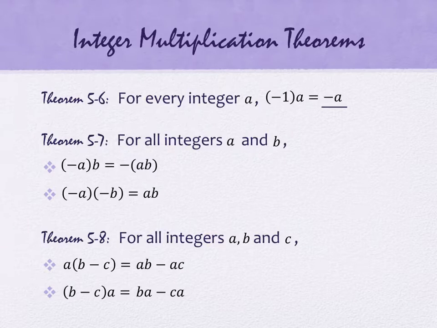For all integers a, b, and c, we have the distributive property with negatives. I mentioned that when we looked at the other one, that it worked just fine for negatives, and now here's the theorem stating that fact for us. A times (b minus c) is ab minus ac. (B minus c) times a is ba minus ca.